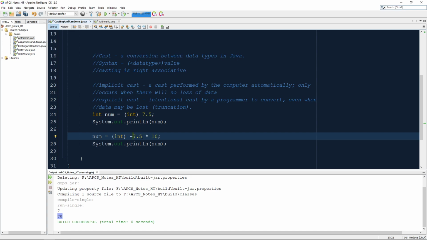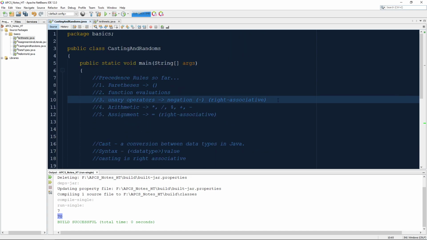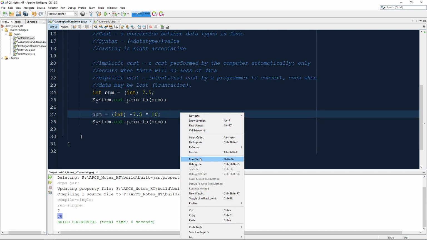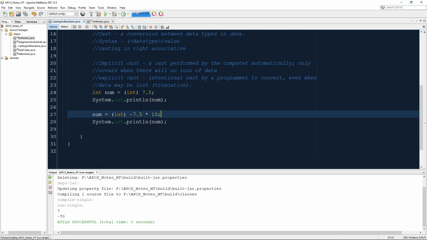But I'll say for now, just to make it easier, it is not as important as the negation. The negation is right associative, so it will go first, and then the cast is also right associative, but in this example you will see that it must happen after the negation. So it's going to fall under the negation, but if that's the case, that must imply that it's also less important than function evaluation. But I'll give a more explicit example of why that's the case. So again, in this example, we should expect to get negative 70, and there it is.